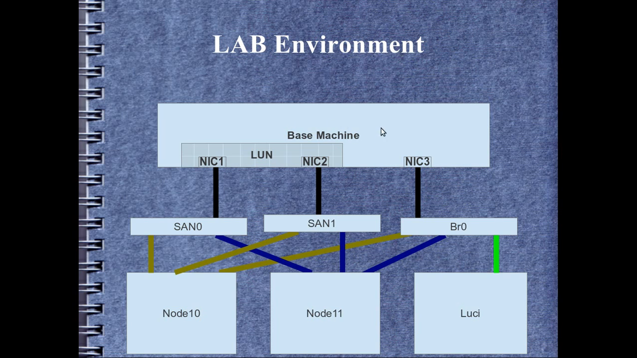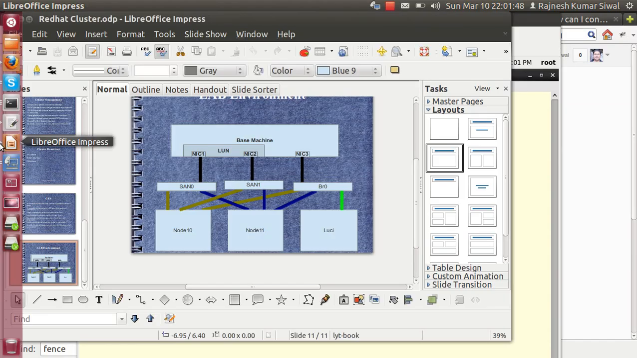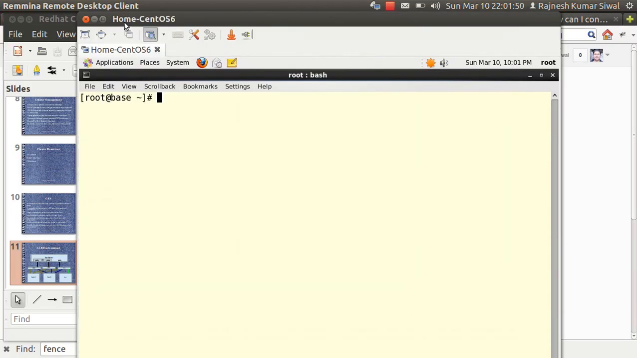So this is the base machine on which KVM server has been installed. You need to install a few packages: QEMU KVM should be present, libvirtd should be installed and running, and virt-manager should be installed so that you can manage your virtual machines using a GUI. So, coming on to the lab.